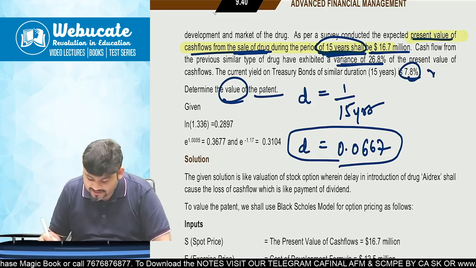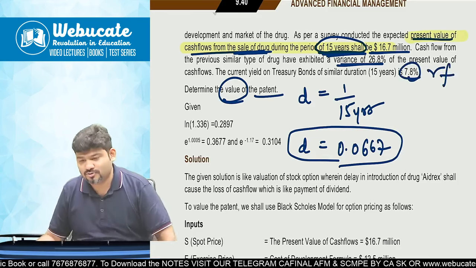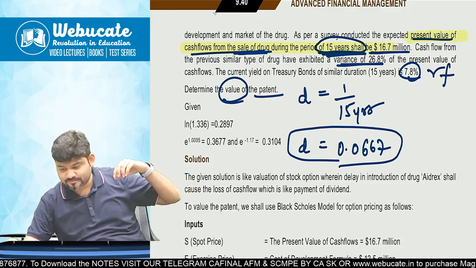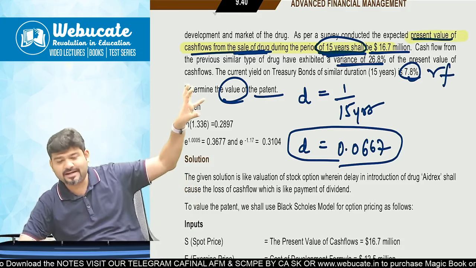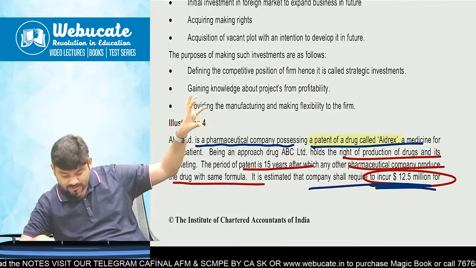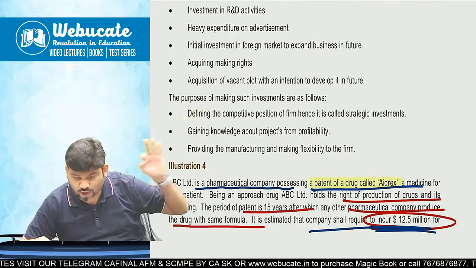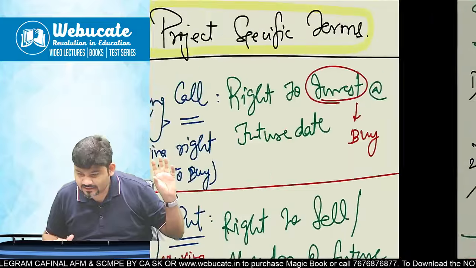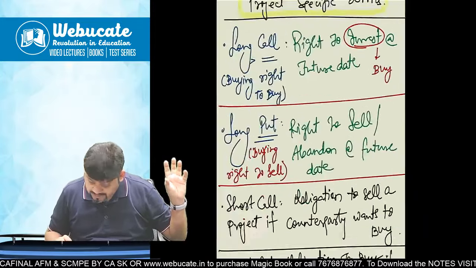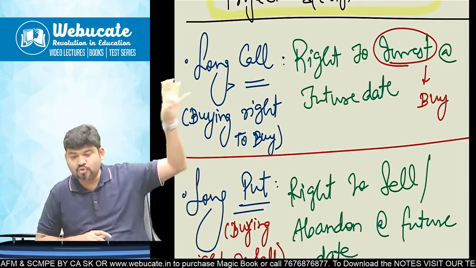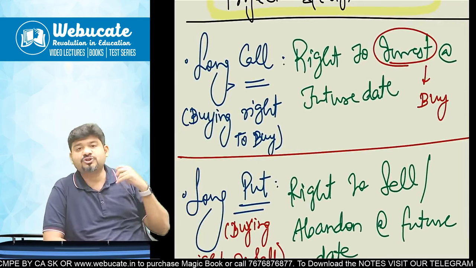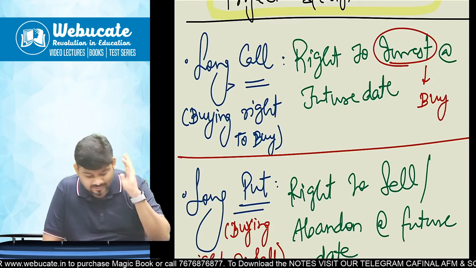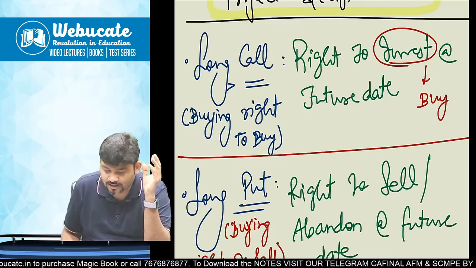Current treasury bill, this is a risk-free rate, so that is okay. So now here, we will be selling our patent, value of patent, to the whole world after 15 years. So what should be its value is what we have to determine. So basically, this is a call. This is a question relating to the right to invest at a future date. What should be the rate at which people can invest in our project?